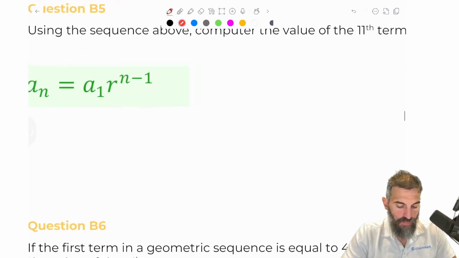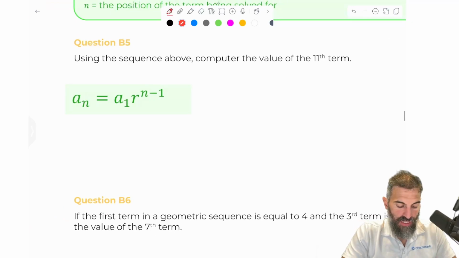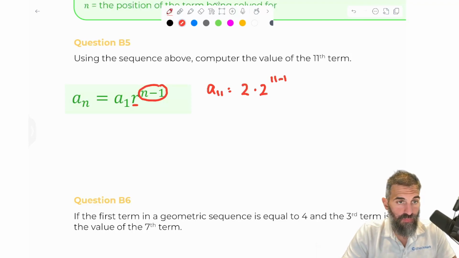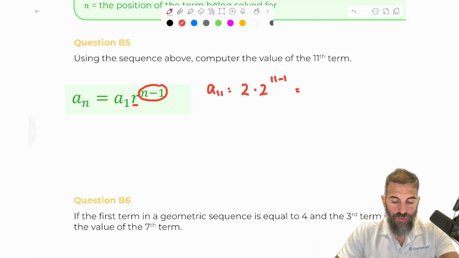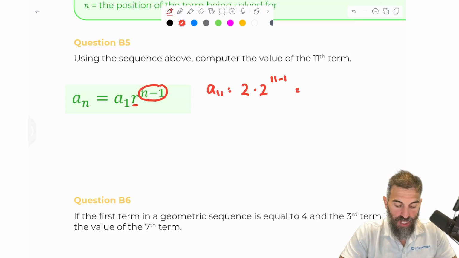So if I want to find the 11th term, I'll take the first term, which was 2, times the rate, which is also 2, and in the exponent, I would put 11 minus 1. So 2 times 2 to the power 10 is 2048.